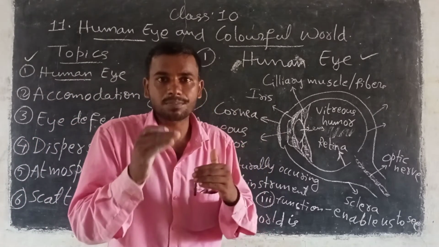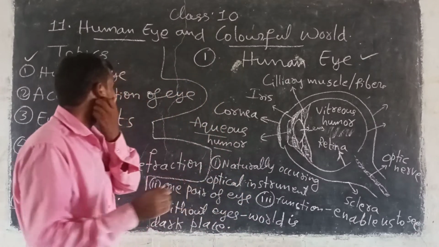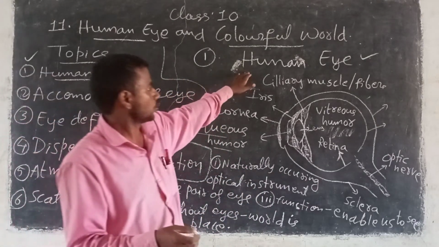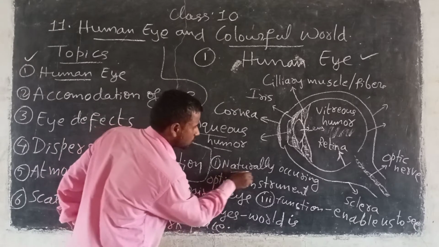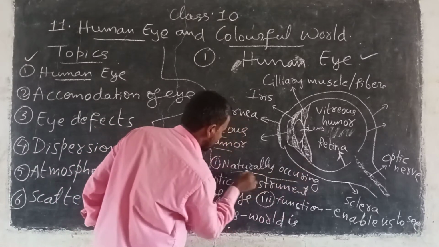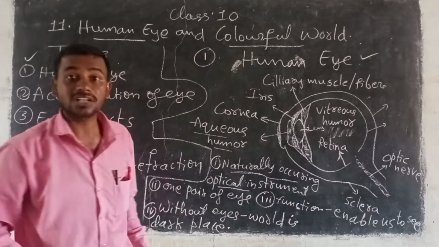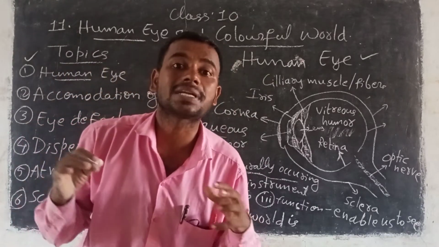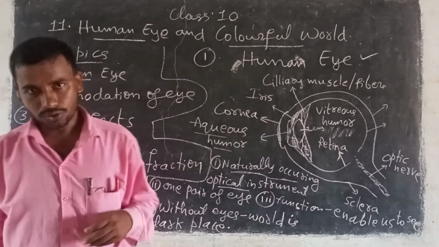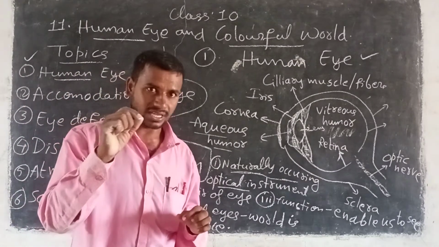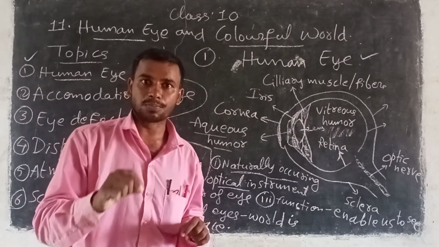We will study one by one now. What is eye? Actually, the human eye is a naturally occurring optical instrument. Naturally occurring optical instrument. You know glasses, many people are wearing nowadays.